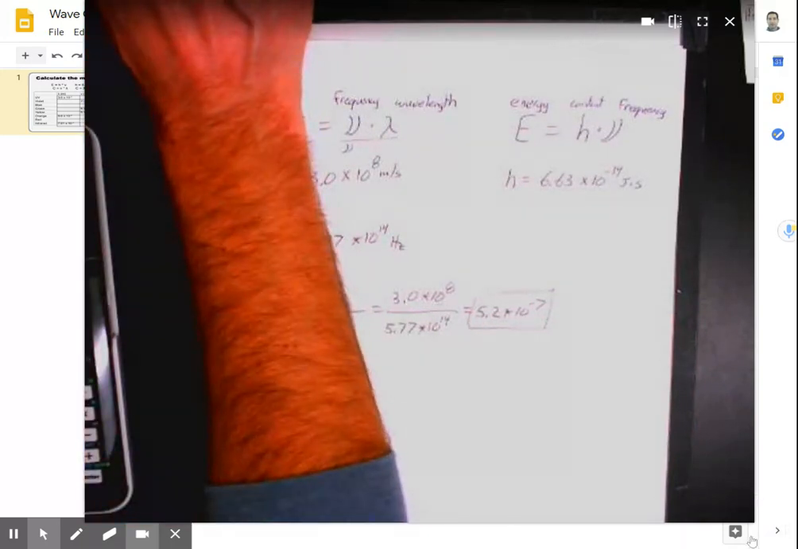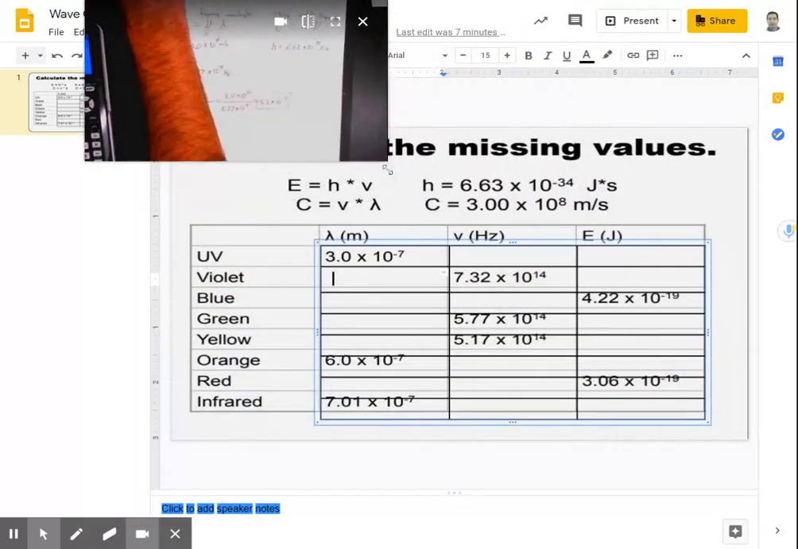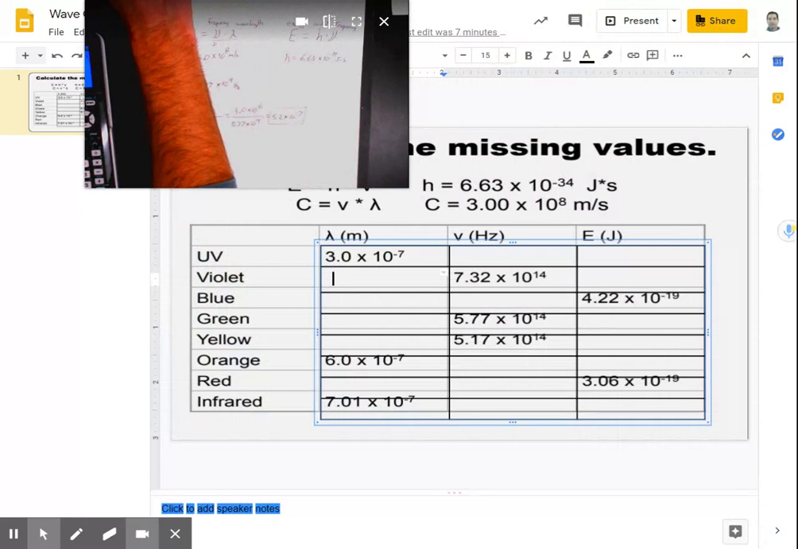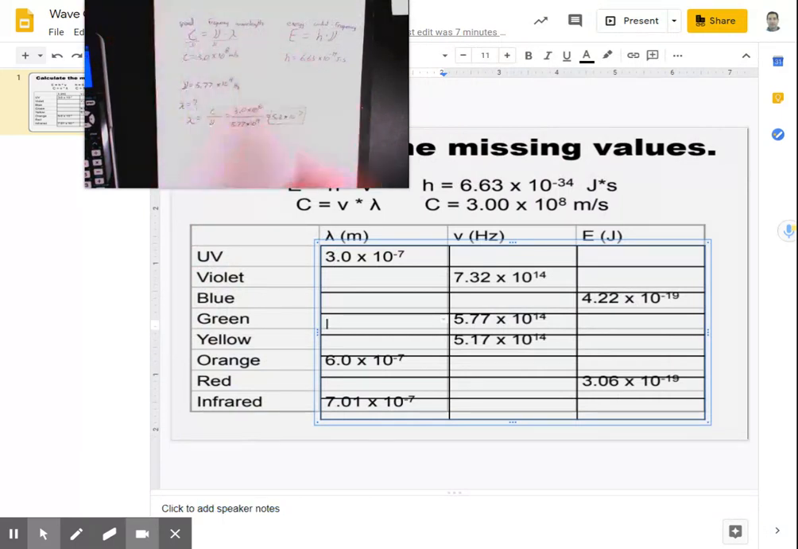So if we go back and look at that, that's going to be the number that goes right here. So we can type 5.2 times 10. And now to do a superscript, you're going to hit Control and period at the same time, and then you can put your minus 7 in there, and then Control and period again, we'll take it back to normal size text.